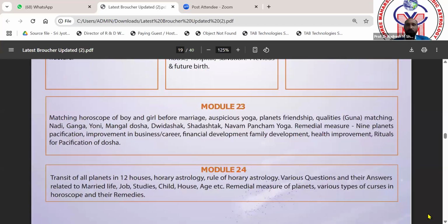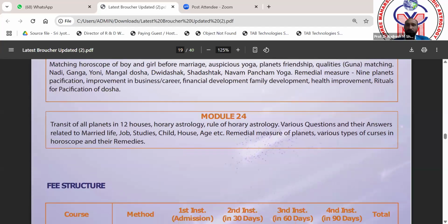And module 23, you will be learning about matchmaking as per the Vedic Parashari system. And also you will be able to understand about the Mangal Dosh, Shani Dosh, and the remedial measures for the 9 planets. And module 24 is all about the 12 houses in the horoscope.